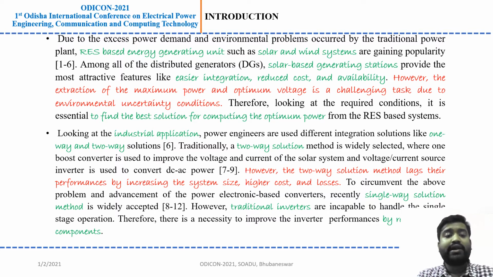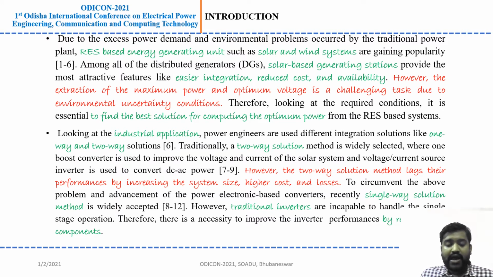First point, due to the excess power demand and environmental problems caused by traditional power plants, renewable energy source based generating units such as solar and wind systems are gaining popularity. Among all the distributed generations, solar-based generating stations provide the most attractive features like easier integration, reduced cost and availability. However, the extraction of the maximum power and optimum voltage is a challenging task due to environmental uncertainty. Therefore, looking at the required condition, it is essential to find the best solution for computing the optimum power from the renewable energy source based system.